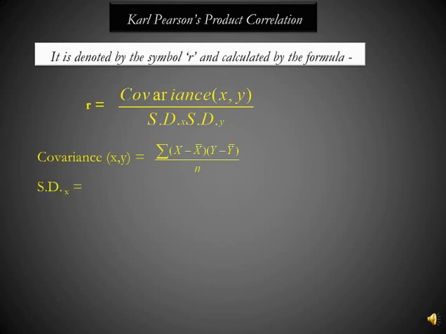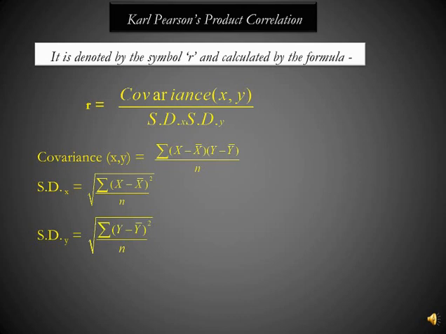And what is this SD of x? It is calculated by the formula under root of sigma (x minus x bar) whole square divided by n. And similarly, SD of y is calculated by under root of sigma (y minus y bar) whole square upon n.